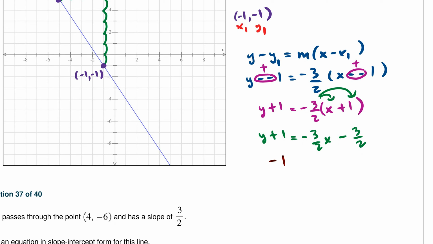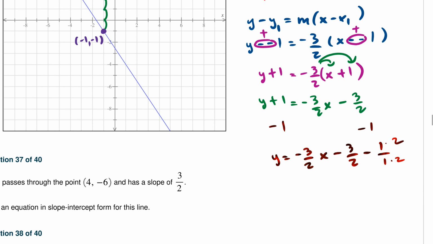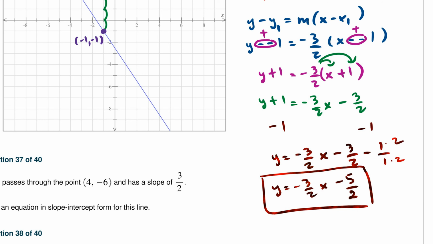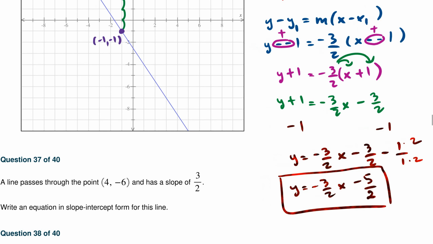We're going to subtract 1 on both sides. So y equal to negative 3 over 2x minus 3 over 2 minus 1. So this is 1 over 1. We need the same denominator. Times 2 and 2. That will give me y equal to negative 3 over 2x minus 5 over 2. Okay, and that's the answer for part 36.